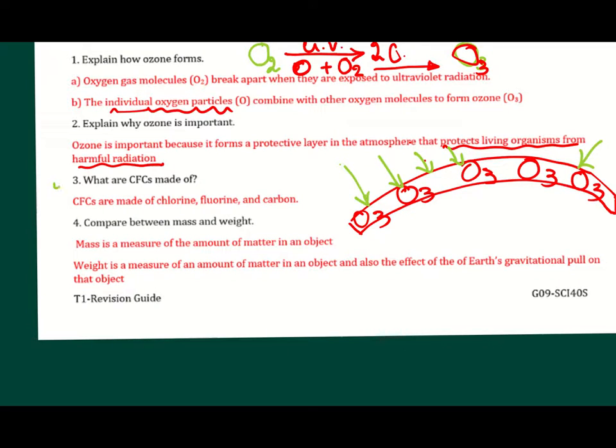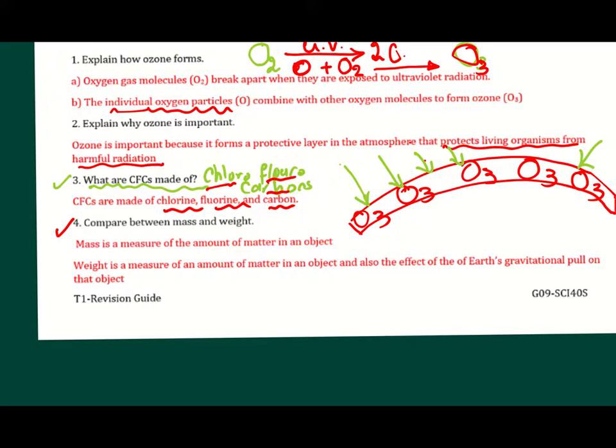Question 3. What are CFCs made of? CFCs is short for chlorofluorocarbons. It means they are made of chlorine, fluorine, and carbon. Chlorine, fluorine, and carbon.